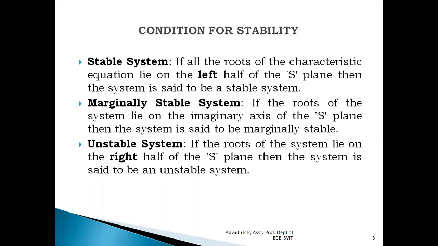For that, we need to know the conditions for stability. There are three kinds of systems: stable systems, unstable systems, and marginally stable systems. If all the roots of the characteristic equation lie on the left half of the S-plane, then the system is said to be a stable system. If the roots of the system lie on the right half of the S-plane, then the system is said to be an unstable system. And if the roots of the characteristic equation lie on the imaginary axis of the S-plane, then the system is said to be a marginally stable system.